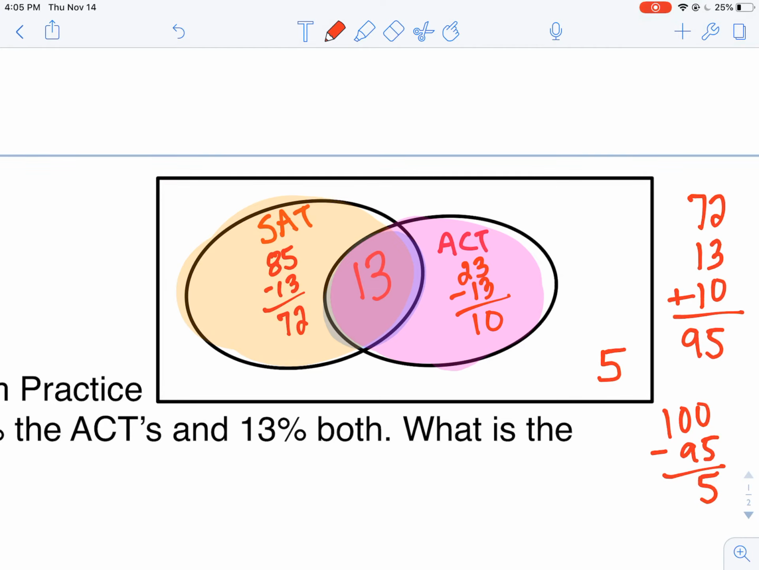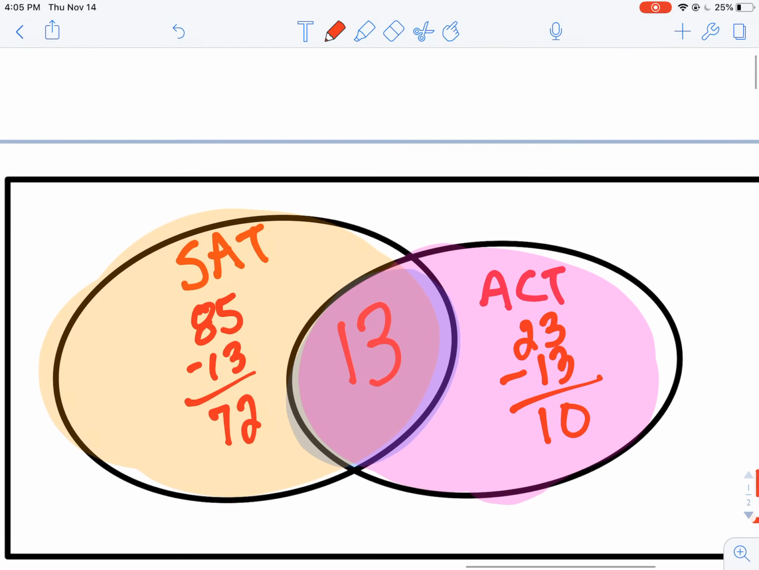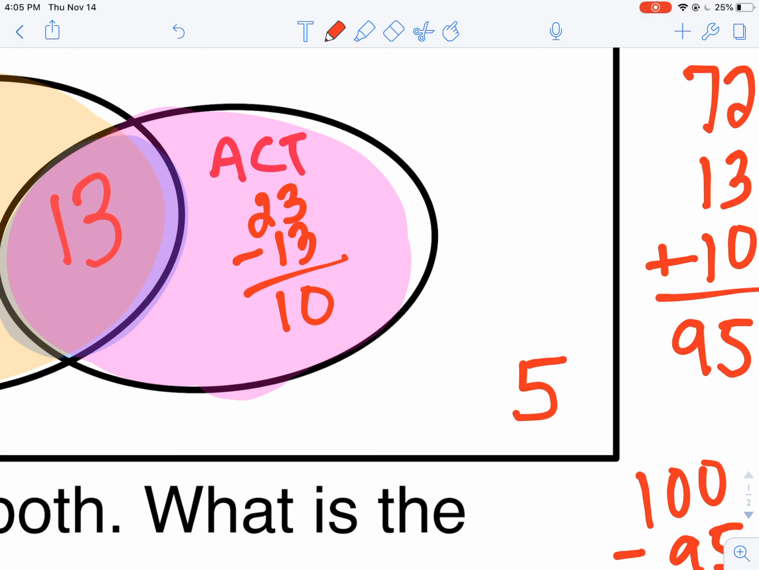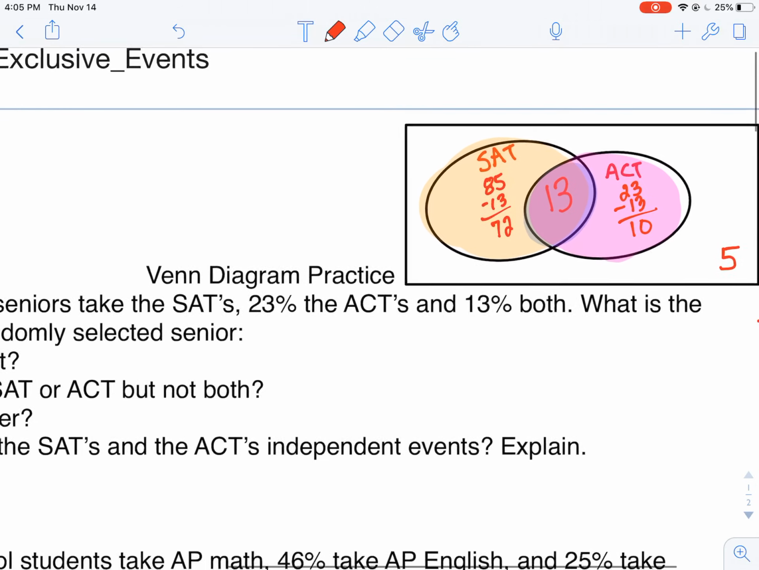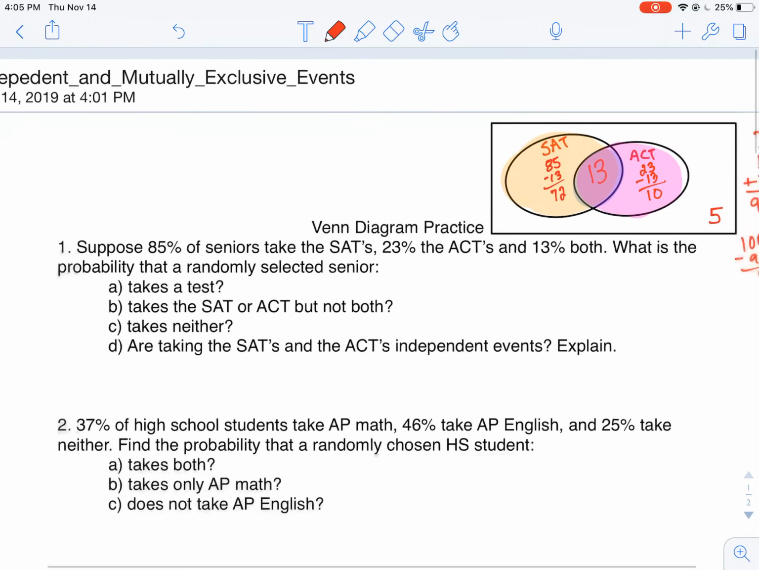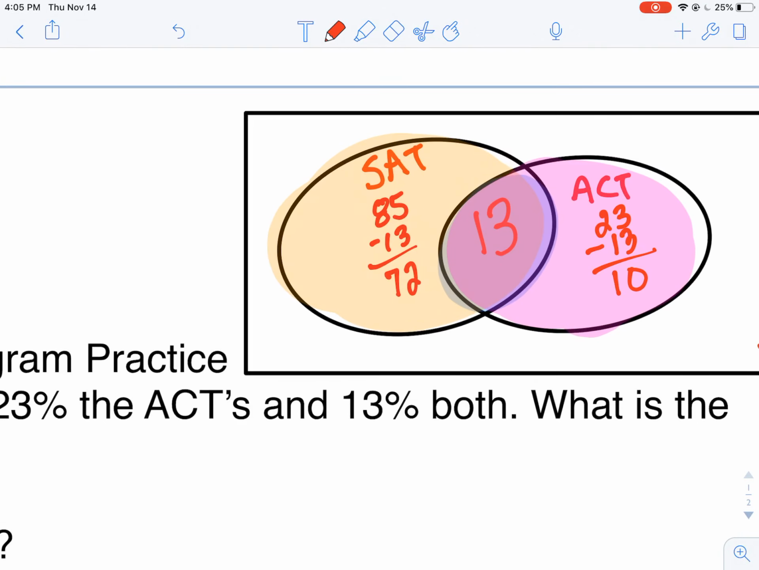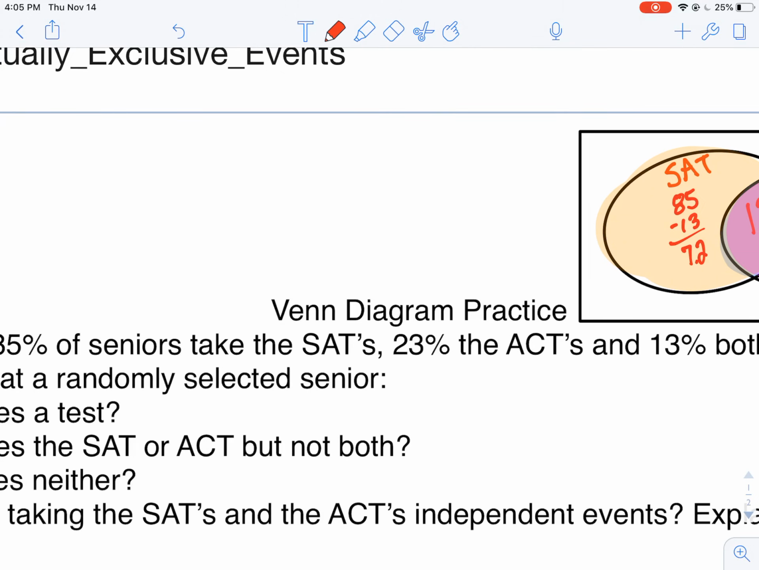You should expect that. When you add up these circles, they're typically not going to add up to 100 because there's going to be some within this sample space that aren't going to fit into these subgroups. So now that I have this filled out, I can answer these questions. So, probability they take a test. Let's see. 72 took only SATs, 13 took both, 10 took the ACTs. So I can just add those up, and I get 95.